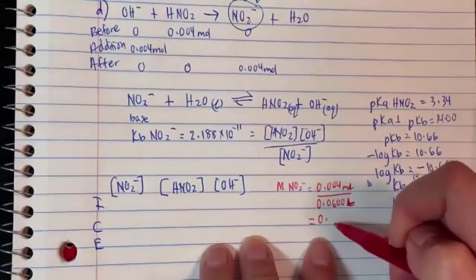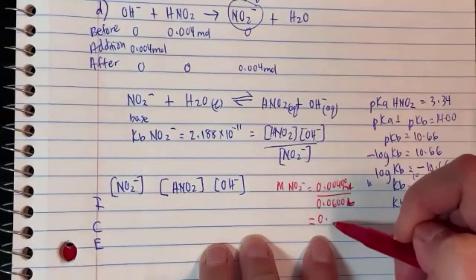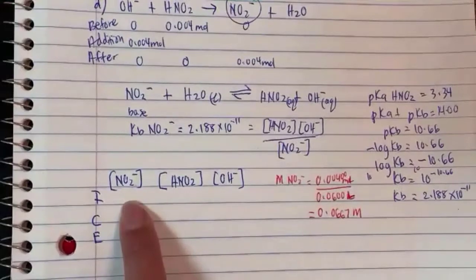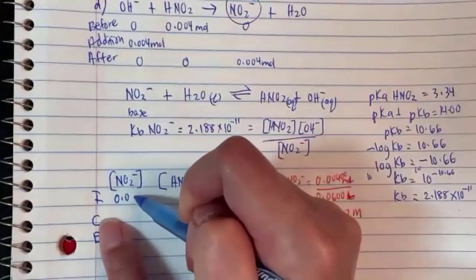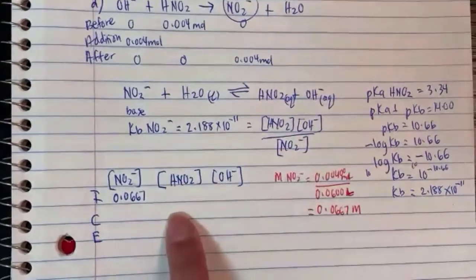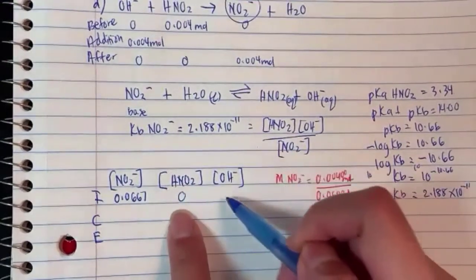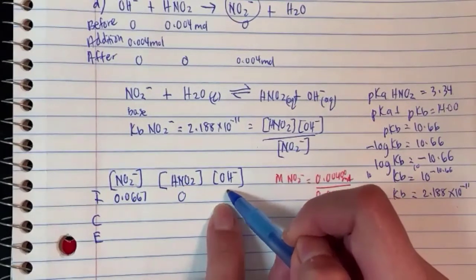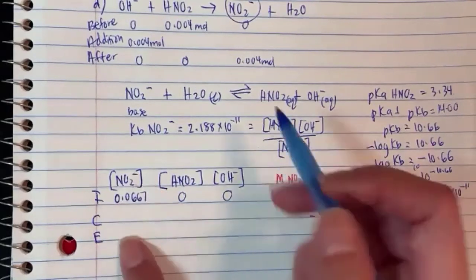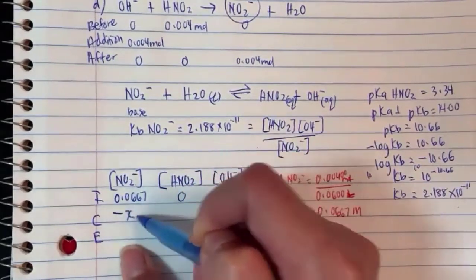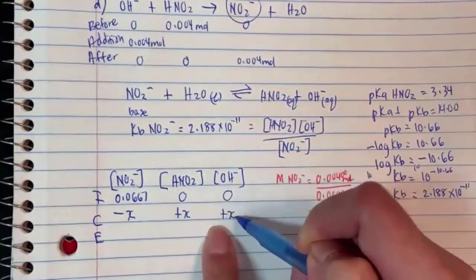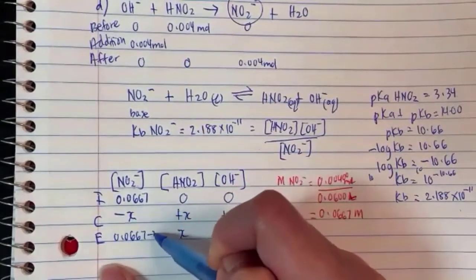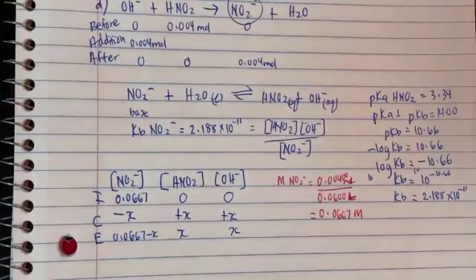0.0667. I had the zeros here, I was dropping them earlier. Okay, so that goes in here. So then you have none of these guys in the beginning because all of it turned to 0, and you also don't have any hydroxide. But because it's a weak base here, the change is minus x, plus x, plus x. So you have x and x and 0.0667 minus x.